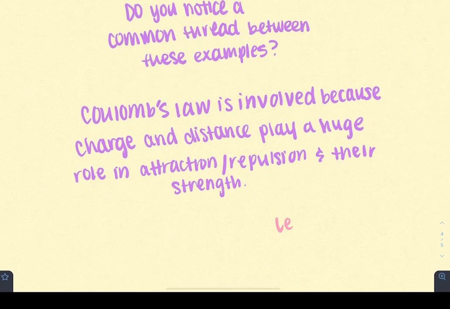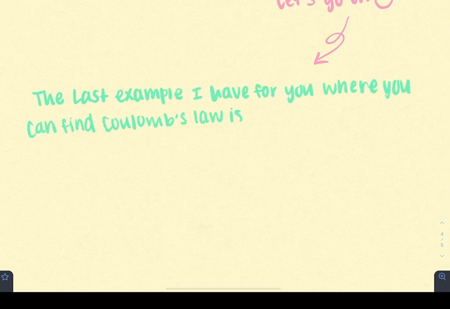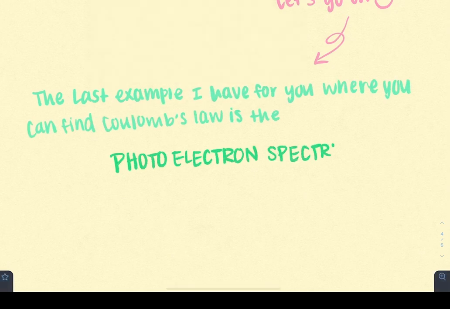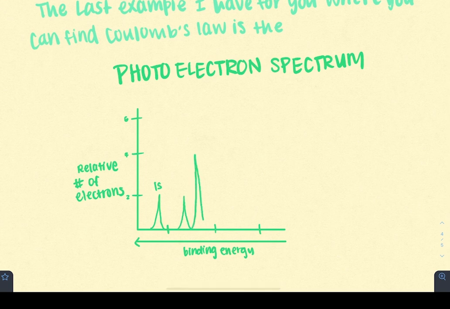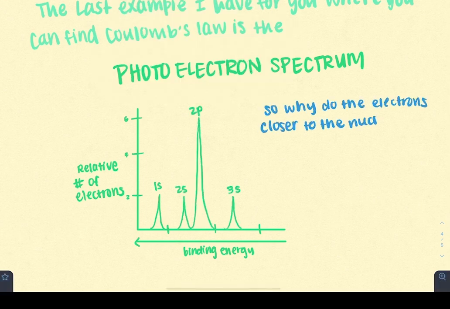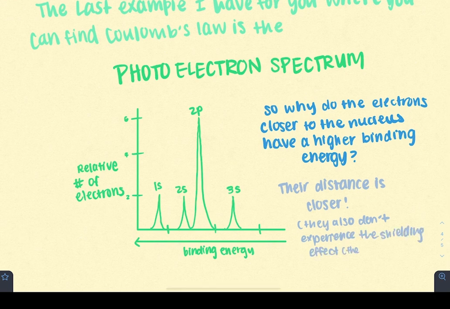So let's go on to the last example I have for you, where you can find Coulomb's law, and it's the photoelectron spectrum. And you might have seen this before, where binding energy is on the x-axis and the relative number of electrons on the y. It gives you a compound. And what we want to focus on is how the binding energy increases towards the nucleus. And why does this happen? Well, it's because the electrons that are closer to the nucleus have a closer distance, right? And they also don't experience that shielding effect that the further electrons have.